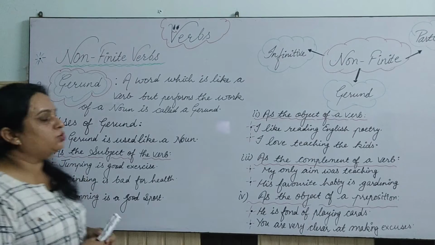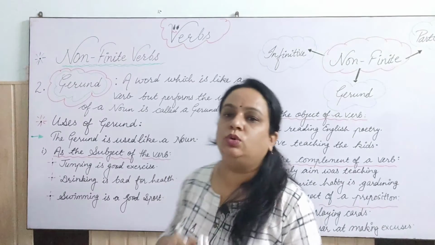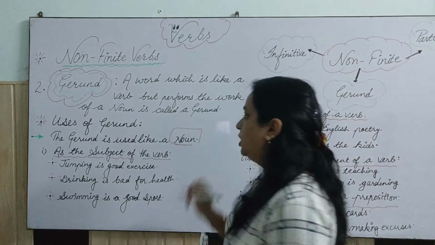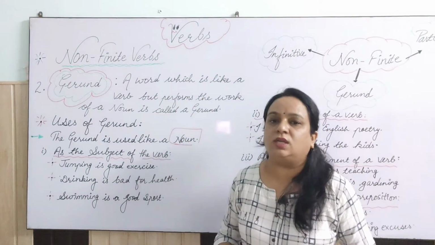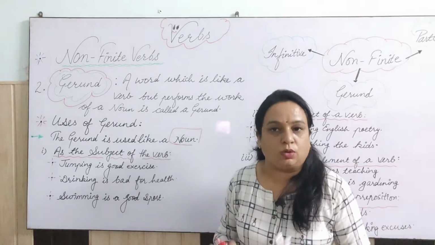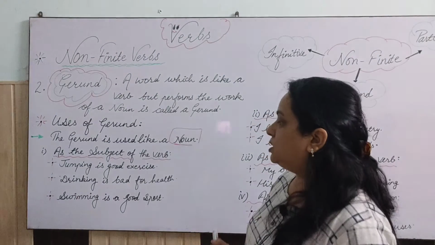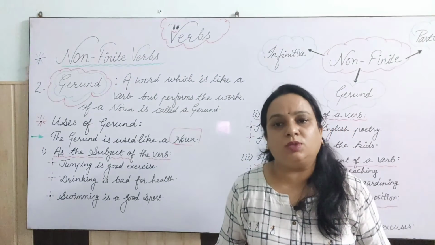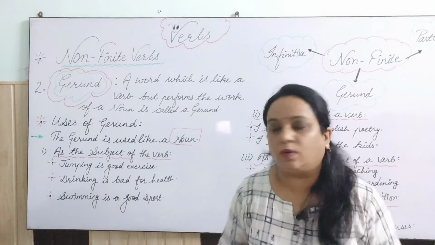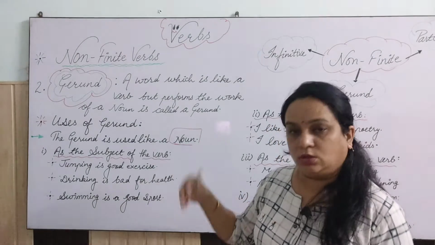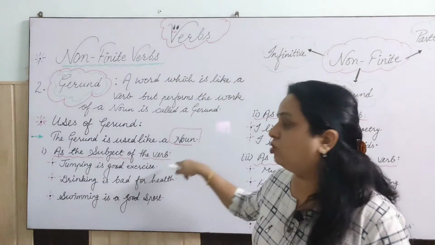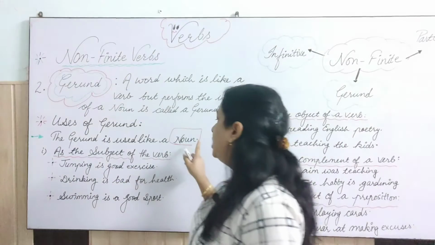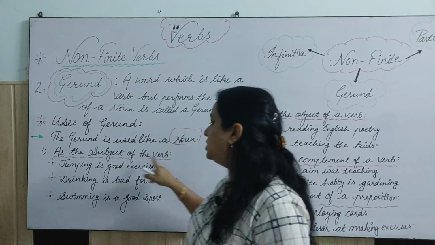So the gerund is used like a noun. This you have to remember always, and this is a very important thing. Whenever it is used in a sentence, it will work as a noun. First use of this is as the subject of the verb. Now what are the subjects? Subjects are also nouns, or pronouns, but here the gerund will work as the subject of the verb.